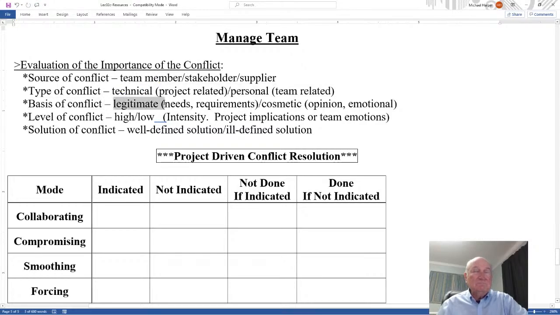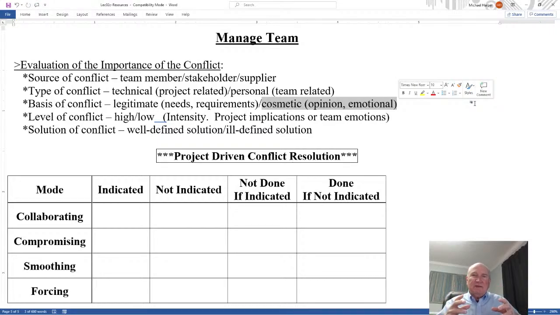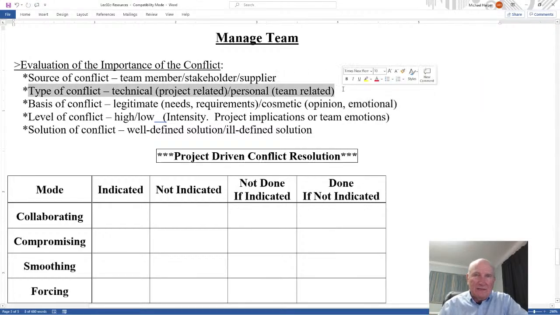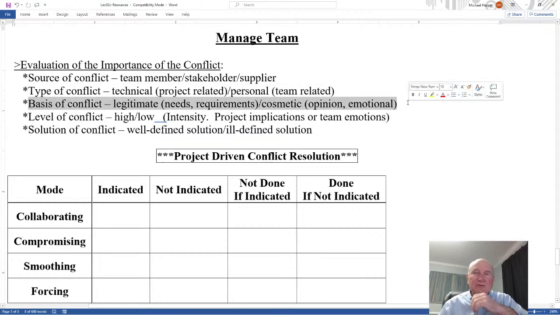What's the basis of the conflict? Is it legitimate? In other words, it really does need to be done, the requirements. Or is it cosmetic? It's opinion, emotional. If it's cosmetic, it's not that critical. Maybe it is critical, but what's the basis of the conflict? The basis of a conflict will lead on how you resolve the conflict, which we'll look at in the mode of conflict down below here. Now, the type of conflict is just identifying the type, but the basis of the conflict will lead you to the resolution or addressing the conflict.